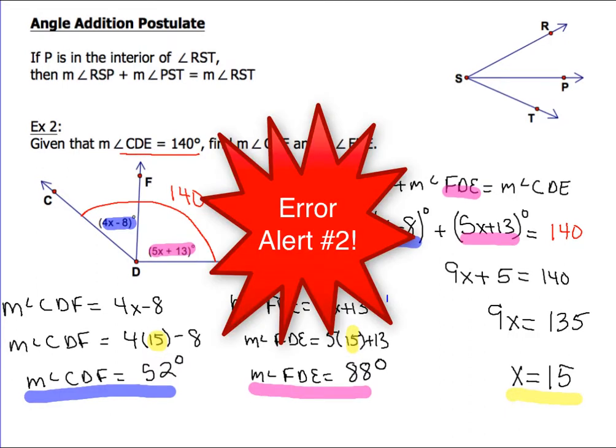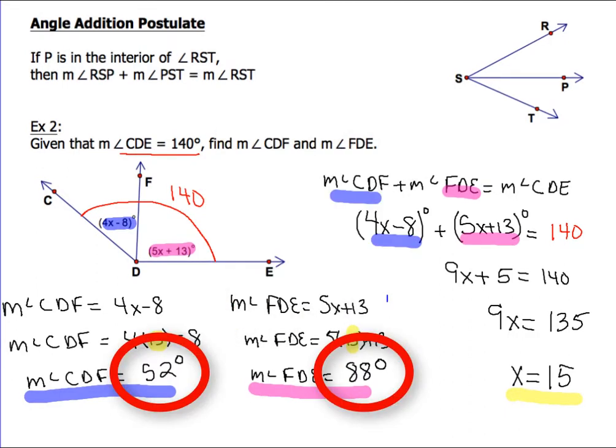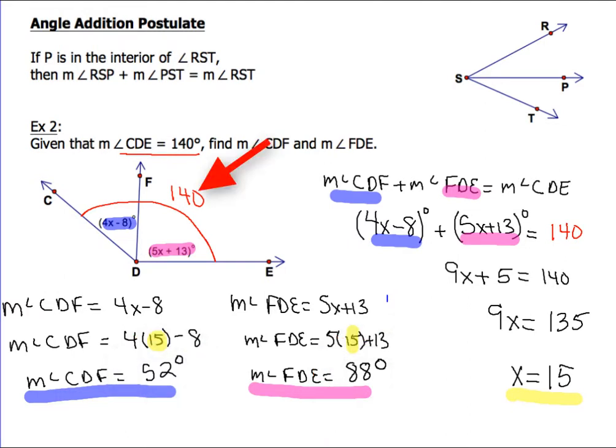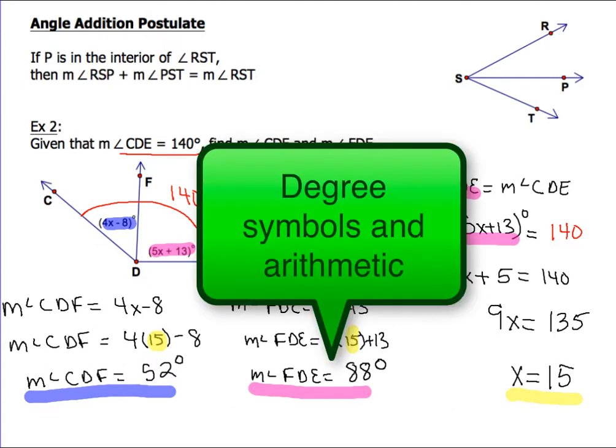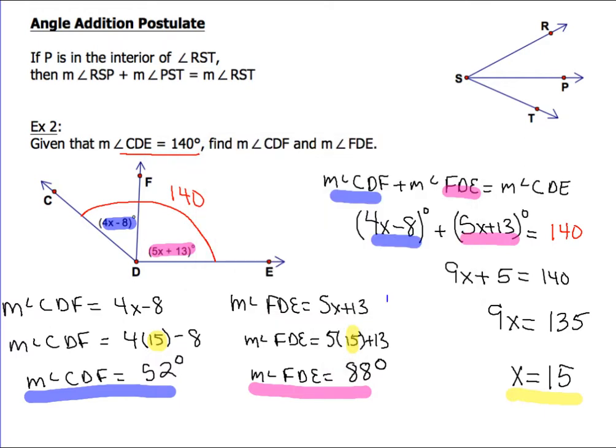Here's the second error alert. Add the two values that you got for each one of your angles. They should have a sum of 140. If they don't, we messed up somewhere. So we're either going to have to go back and make sure that we solved for x correctly, or if we did find x correctly, then it's probably in our arithmetic. Make sure that you copy the angle down correctly, you didn't mess up a plus sign or a minus sign, and that you actually plugged the correct value in and did your arithmetic correctly. Those are the two common errors: forgetting to put your degree symbols in the right places, and then also making sure your angles add up to 140 degrees.